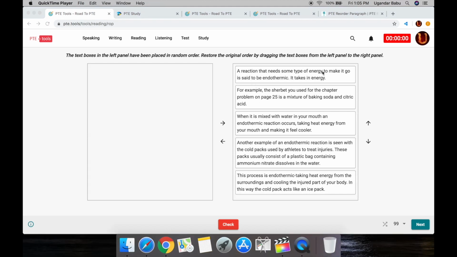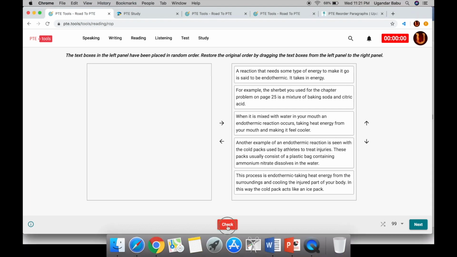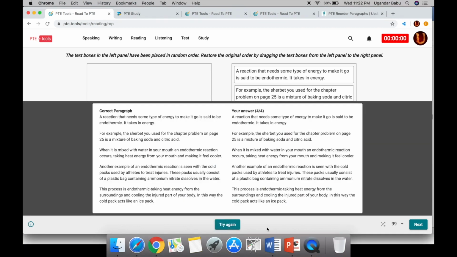Here reaction needs some energy which causes endothermic. And in this example, sharbat is a reaction and it takes heat energy when it is mixed with water and it causes endothermic. And in this example, cold packs is a reaction and it takes heat energy to cause endothermic. So this is how you have to find the definition and its examples.